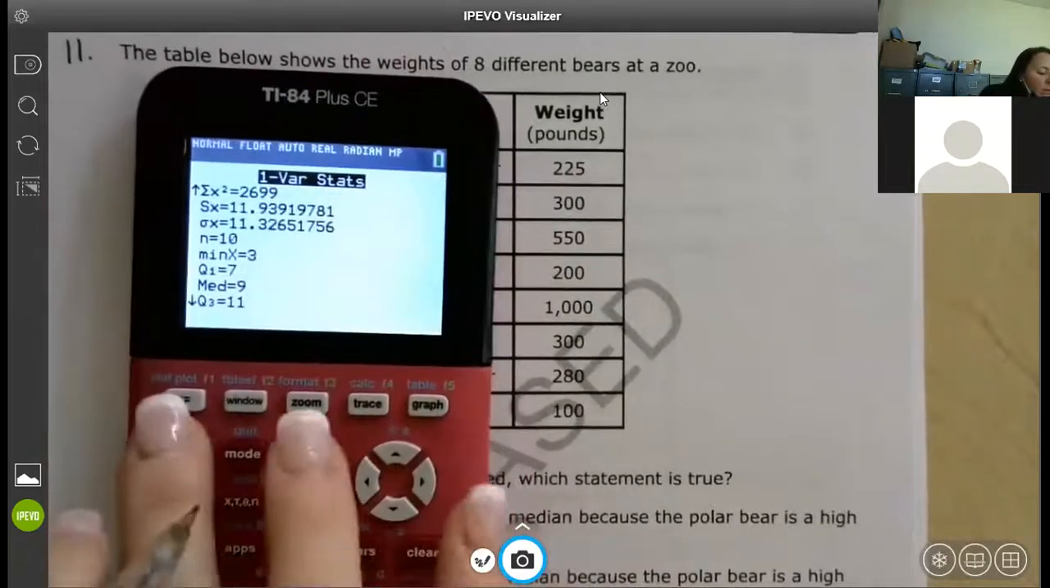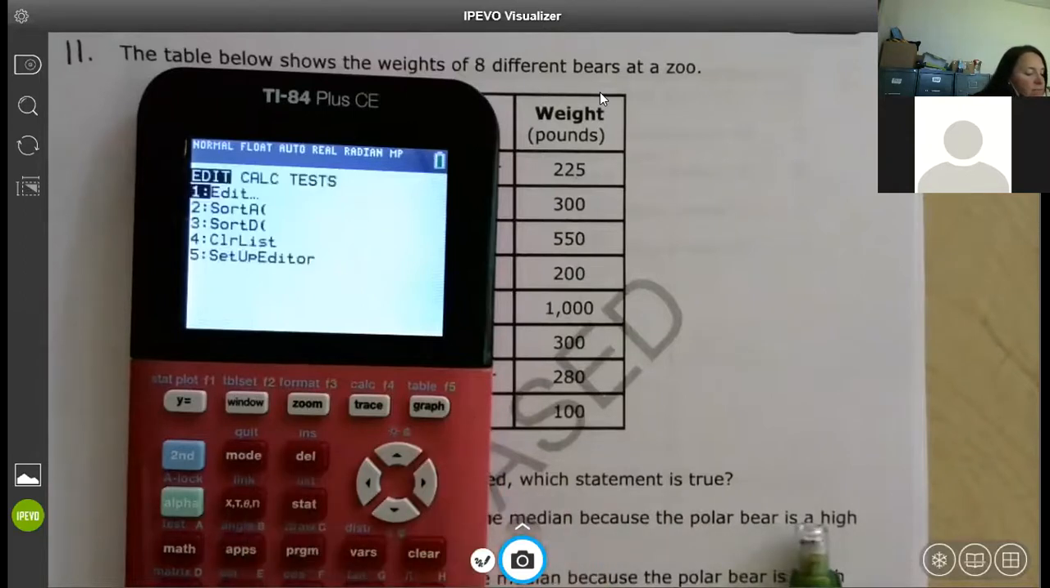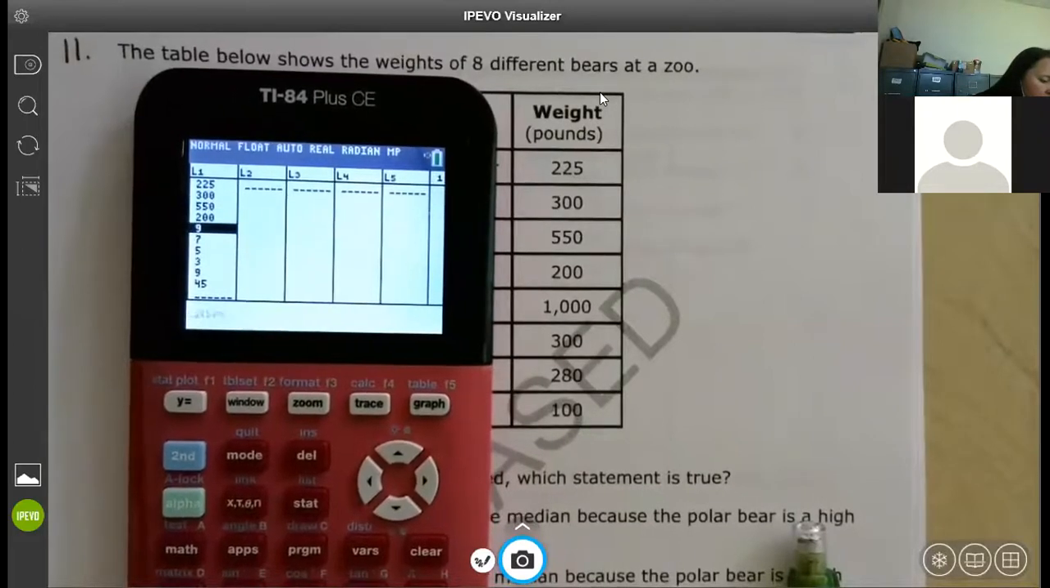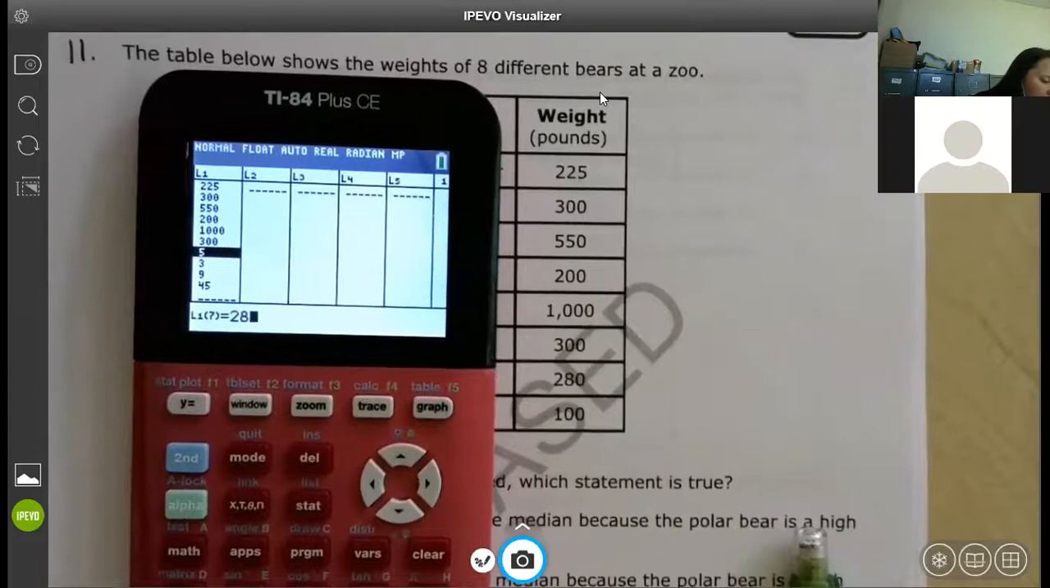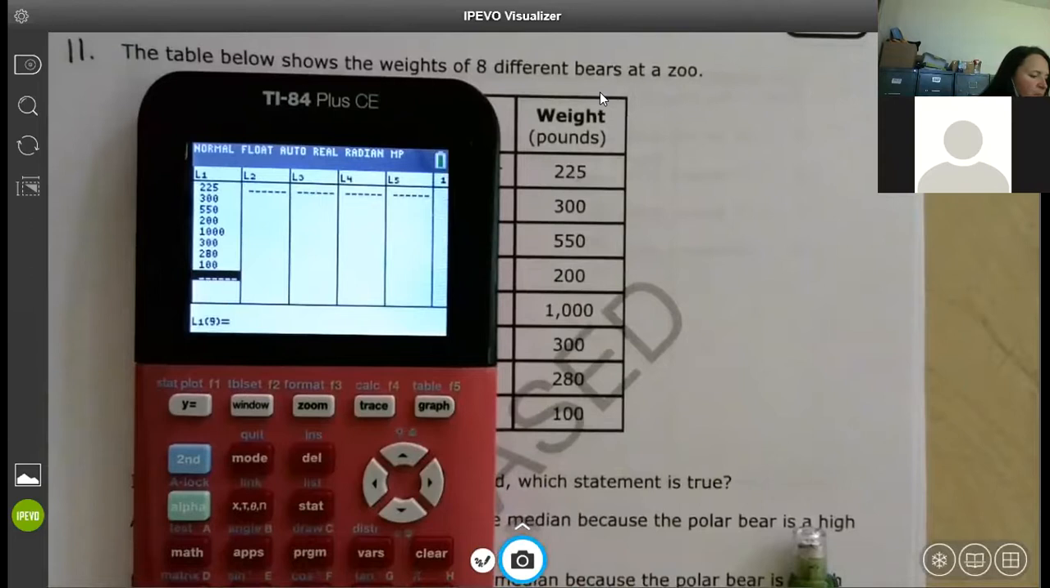So where do I go? Come on, guys. Where do I go? Thank you. Type these in. You can type straight over that. You don't have to empty it out. And then you can delete the last two. So 225, 300, 550, 200, 1,000, 300, 280, and 100. And like I said, I'll just go back and check and make sure those are right.